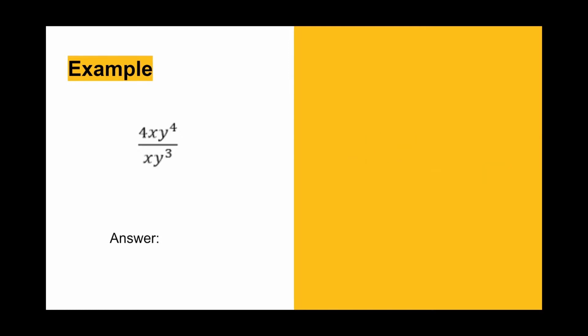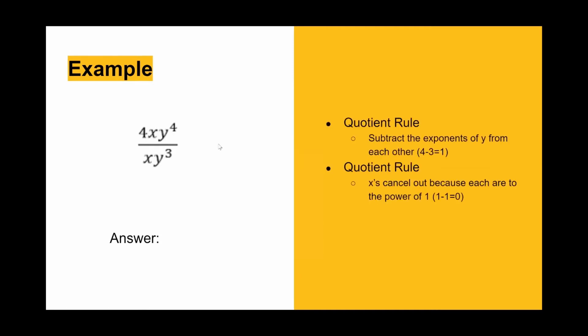So another example here, which is 4x y raised to the 4 divided by x times y raised to 3. So for this one, use the quotient rule to subtract the exponents of y from each other. On the top, you have 4, and on the bottom you have 3, so that ends up being 1. So y would be raised to 1. And then use the quotient rule for x. So the x's cancel out because each are to the power of 1. On the top it's x raised to 1, on the bottom it's x raised to 1. So 1 minus 1 equals 0. So you get a final answer of 4y.